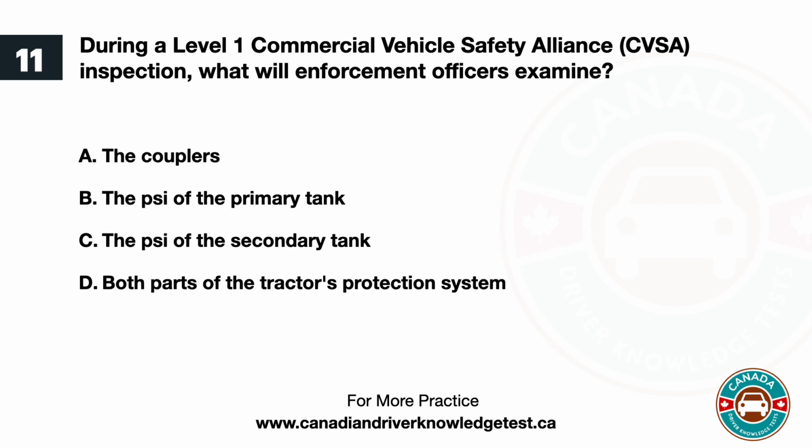Question 11. During a Level 1 Commercial Vehicle Safety Alliance (CVSA) inspection, what will enforcement officers examine? A. The couplers. B. The side of the primary tank. C. The side of the secondary tank. D. Both parts of the tractor's protection system. The answer is D. Both parts of the tractor's protection system.